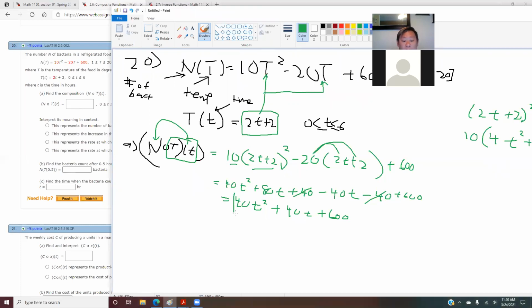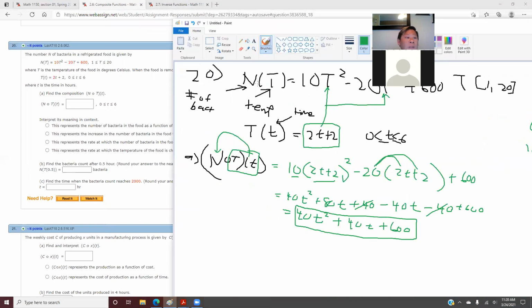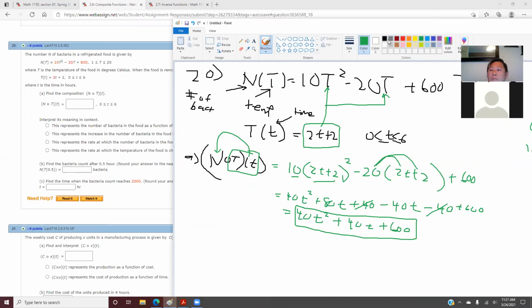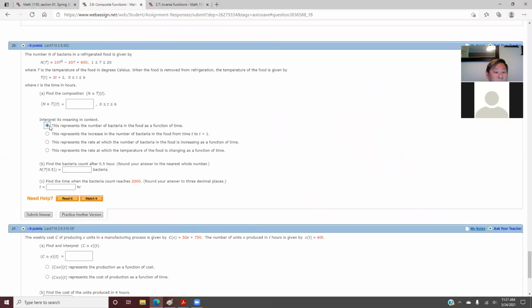Okay, and then the question is asking us, what does N of T of t mean? Now remember, this N(T) is the number of bacteria based on temperature, right? But what does N of T of t mean? It represents the number of bacteria in the food as a function of time. Not the rate, but the number of bacteria.